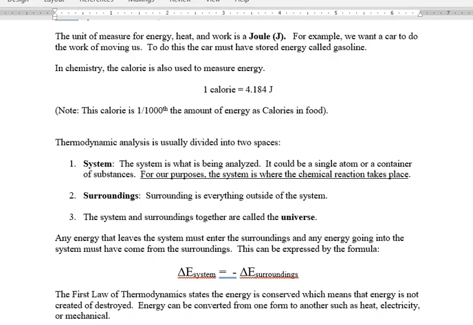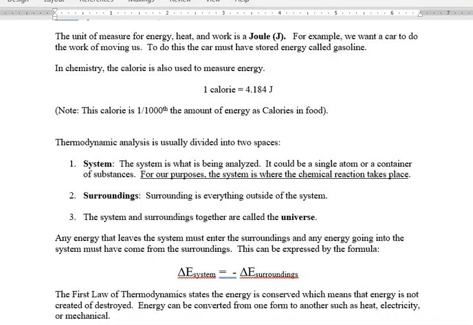The system is what is being analyzed. It could be a single atom or a container of substances. For our purposes, the system is where the chemical reaction takes place. So it's not so much a place as it's an event. It's the chemical reaction. That's what we think of as the system. That can be taking place in one place or spread out over different places, but that's what we think of as the system. It's the object of our attention, is that chemical reaction.